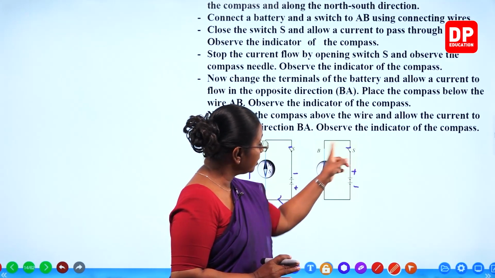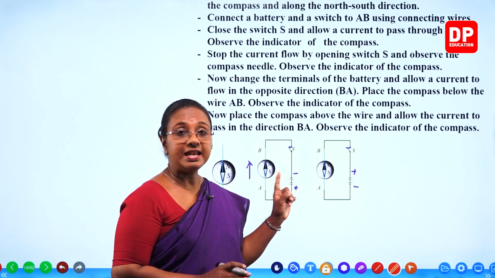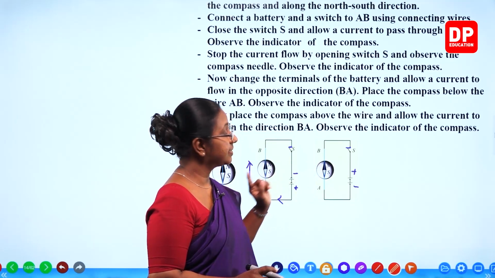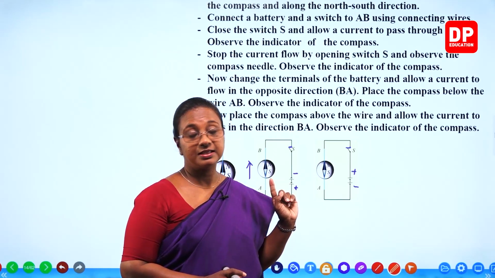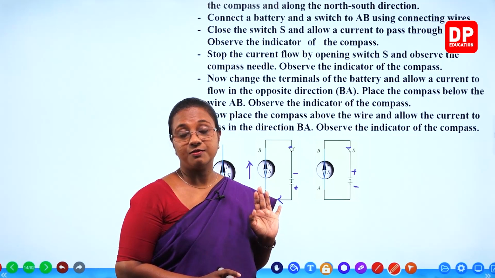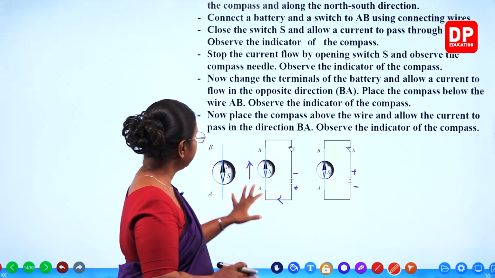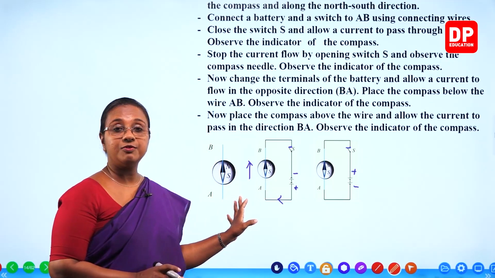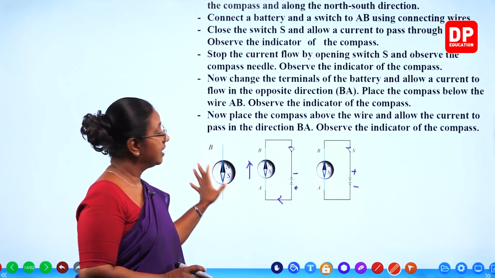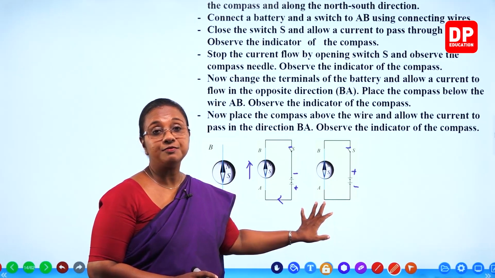Then again you open the switch, observe the needle, and then you bring the compass above the conductor. Again close the switch and you observe the needle of the compass. So there are 5 instances. Initially, when there is no current flowing, you observe what happens. But these are the 4 instances where there is current flowing.